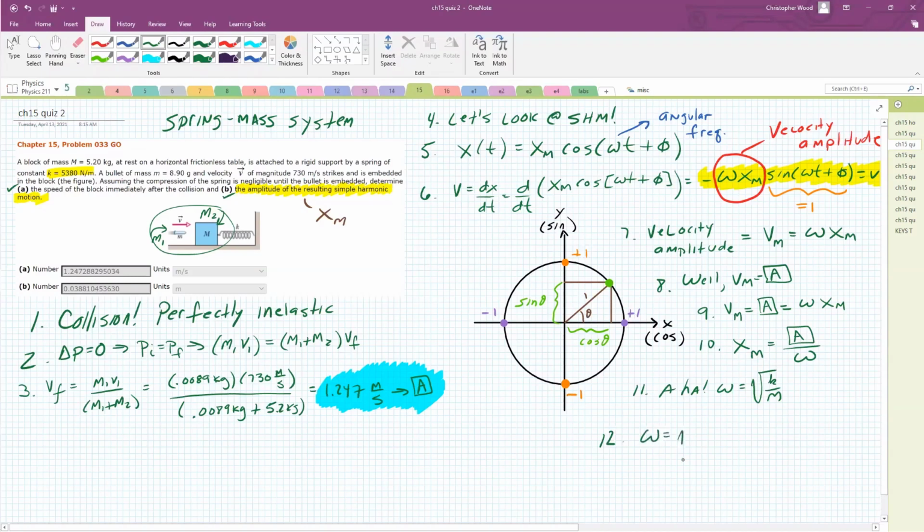Omega equals the square root of the spring stiffness constant, 5380 newtons per meter. That's my numerator. My denominator, because again, we need to study what's happening after the embedding occurs, is going to be those two masses. So for me, M1 would be 5.2 kilograms plus 0.0089 kilograms. And that's how I'm going to get my omega. And I'll put that in memory location B.